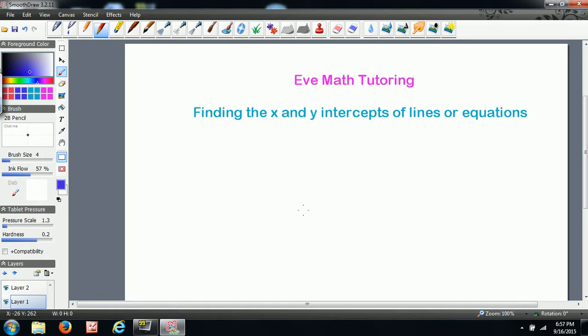Today's lesson is on finding the x and y intercepts of lines or equations. So first of all, we want to figure out what is the x and y intercept.